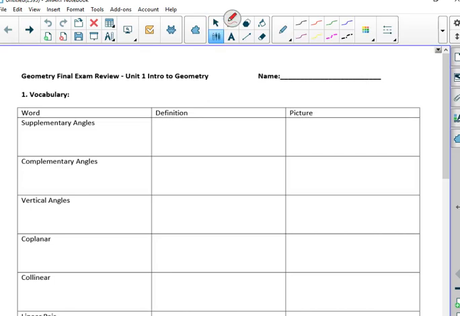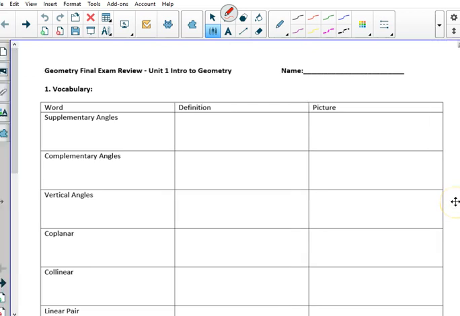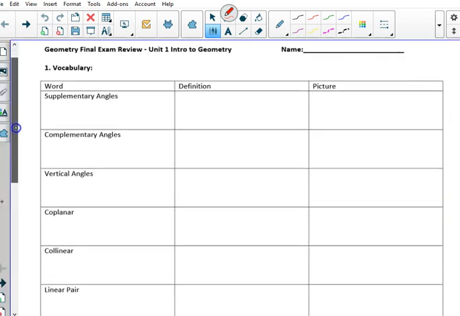Okay, Unit 1 review for the geometry final. I'm not going to write out all of these just because it's time consuming, and you know my handwriting. I'm going to talk through the definitions and I will draw a picture.